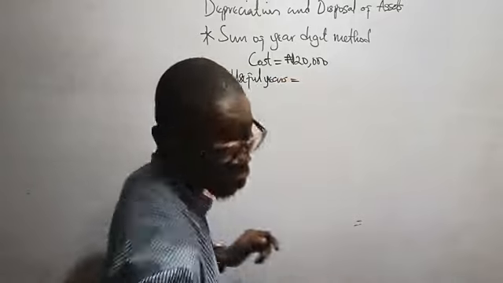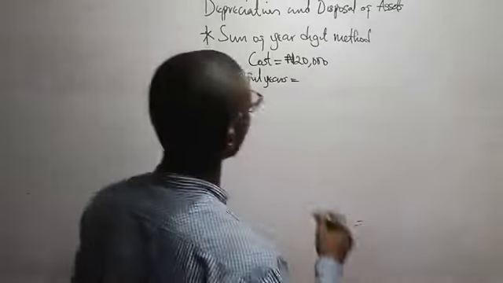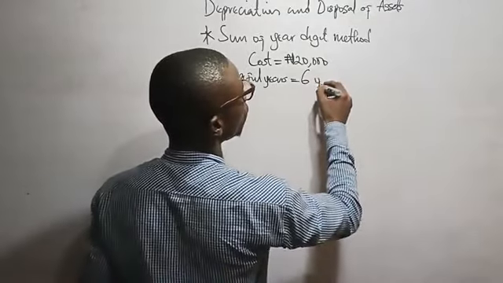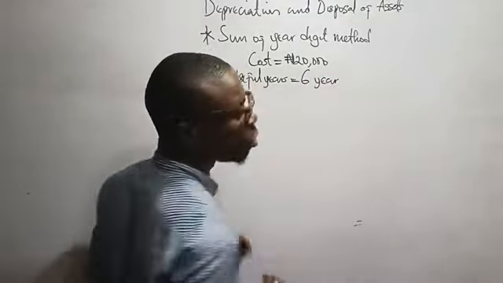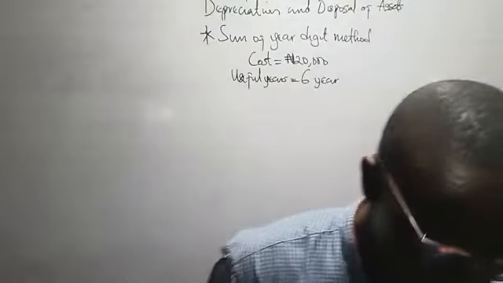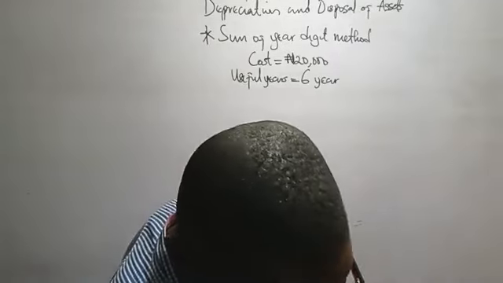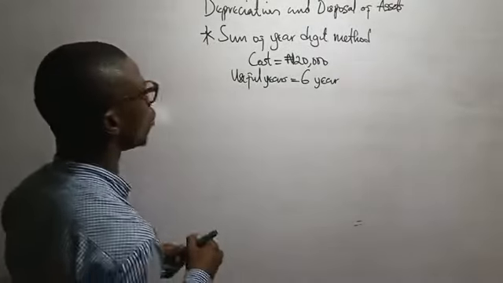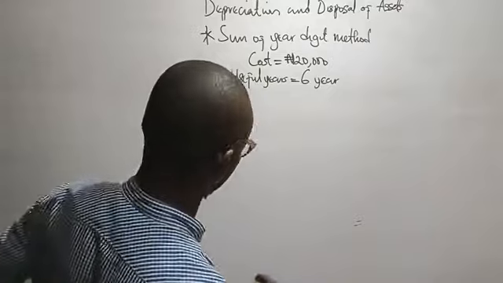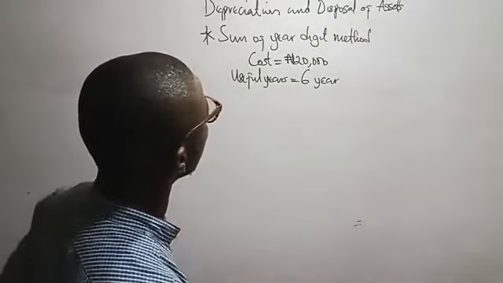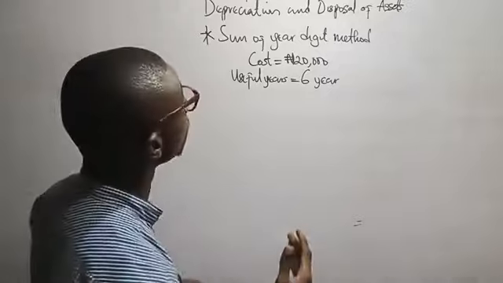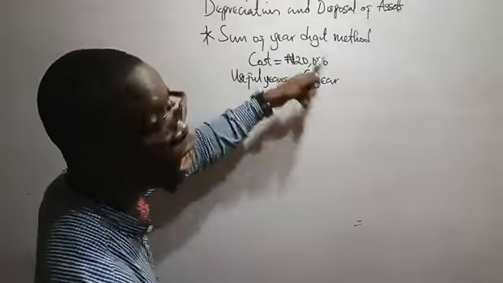The useful life is 6 years. They now say we should calculate the annual depreciation using the sum of the year digits method. Now it's quite simple. Am I communicating? It's quite simple. So how do we calculate the annual depreciation using the sum of the year digits method?